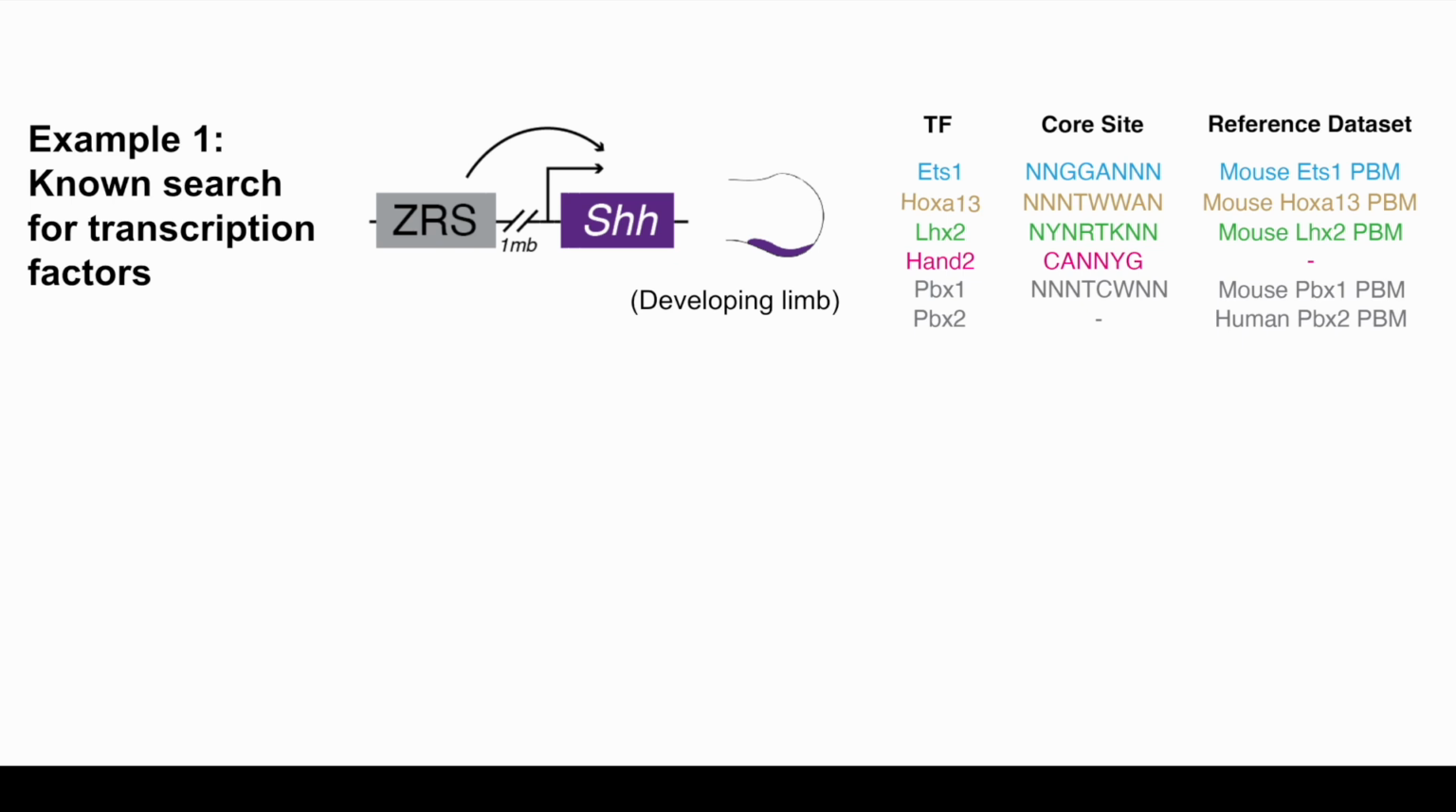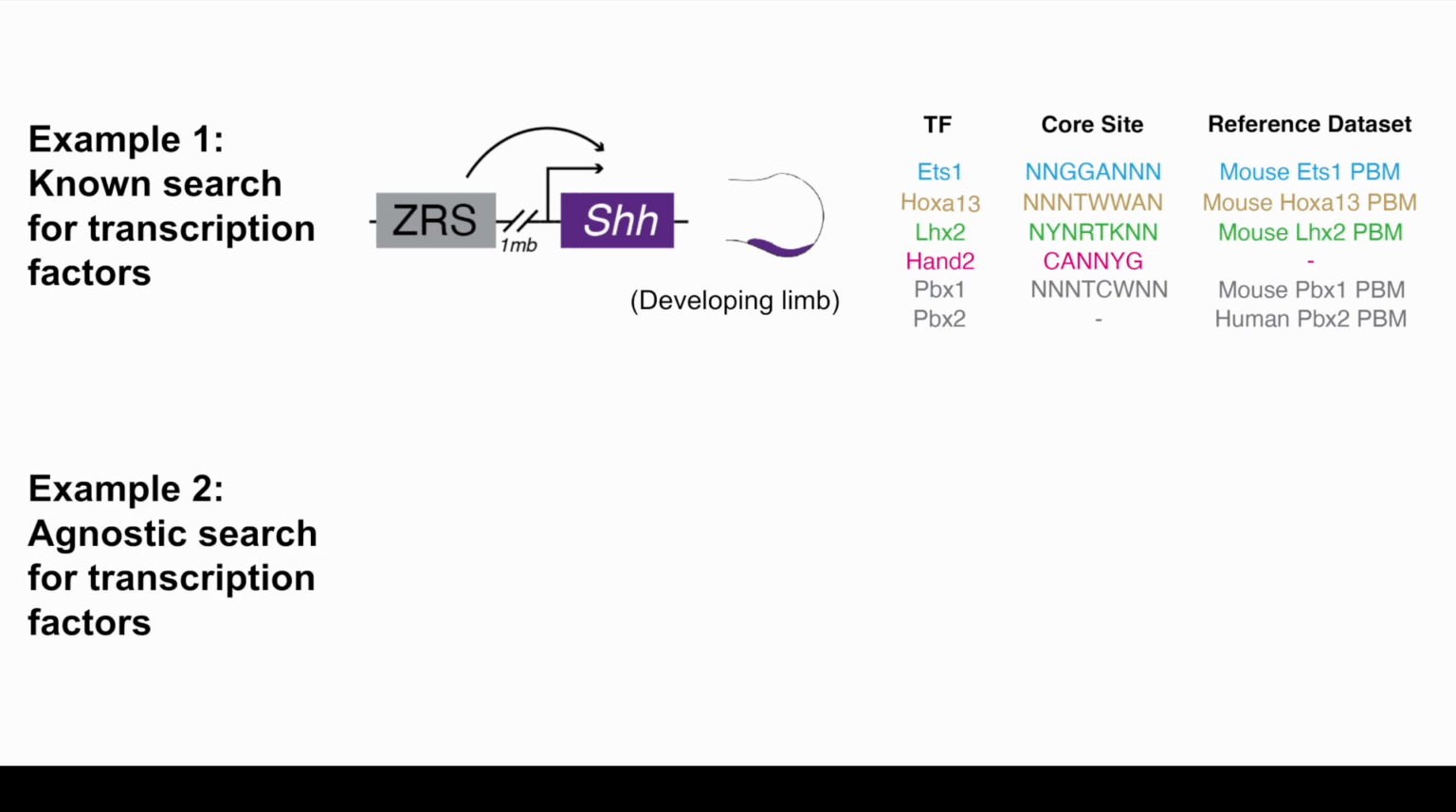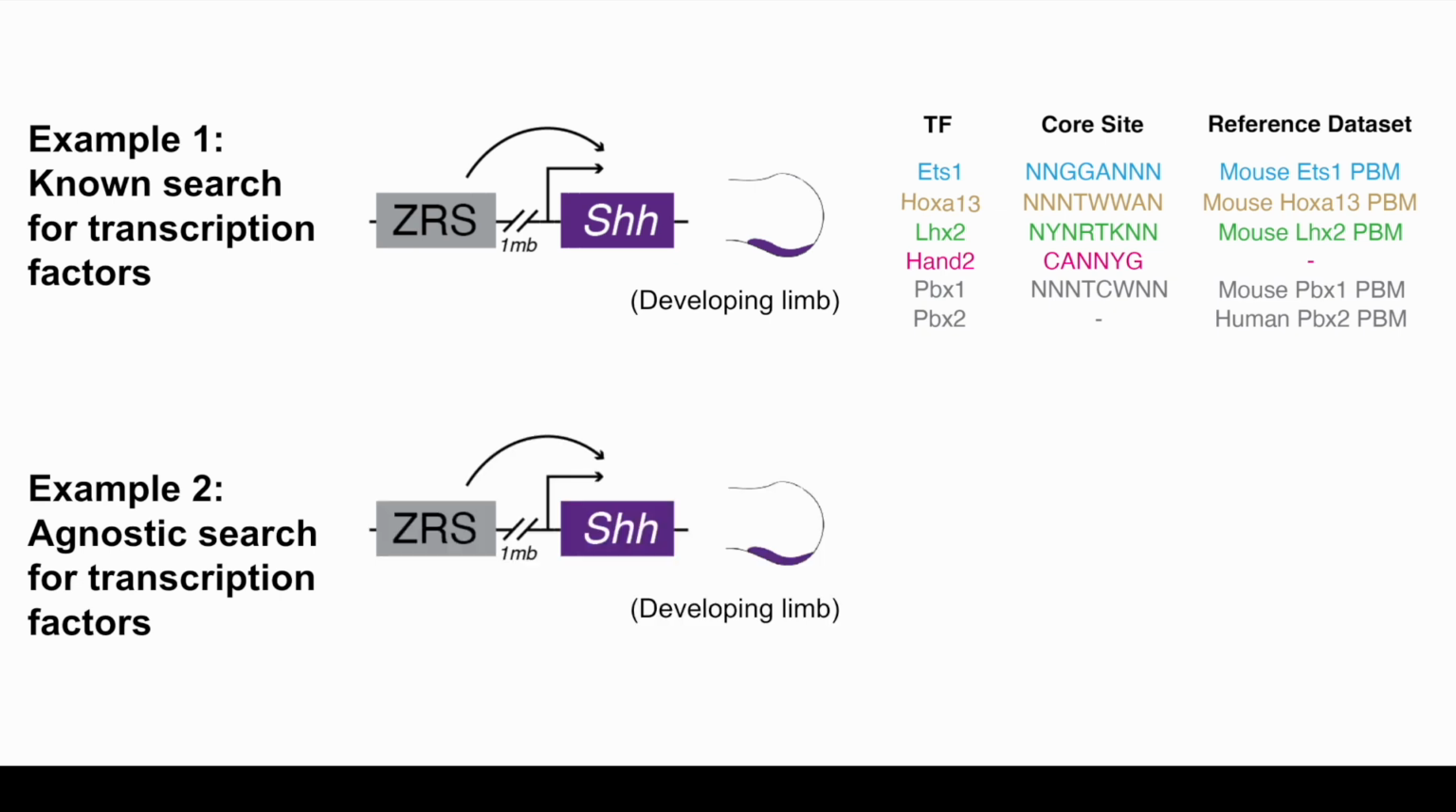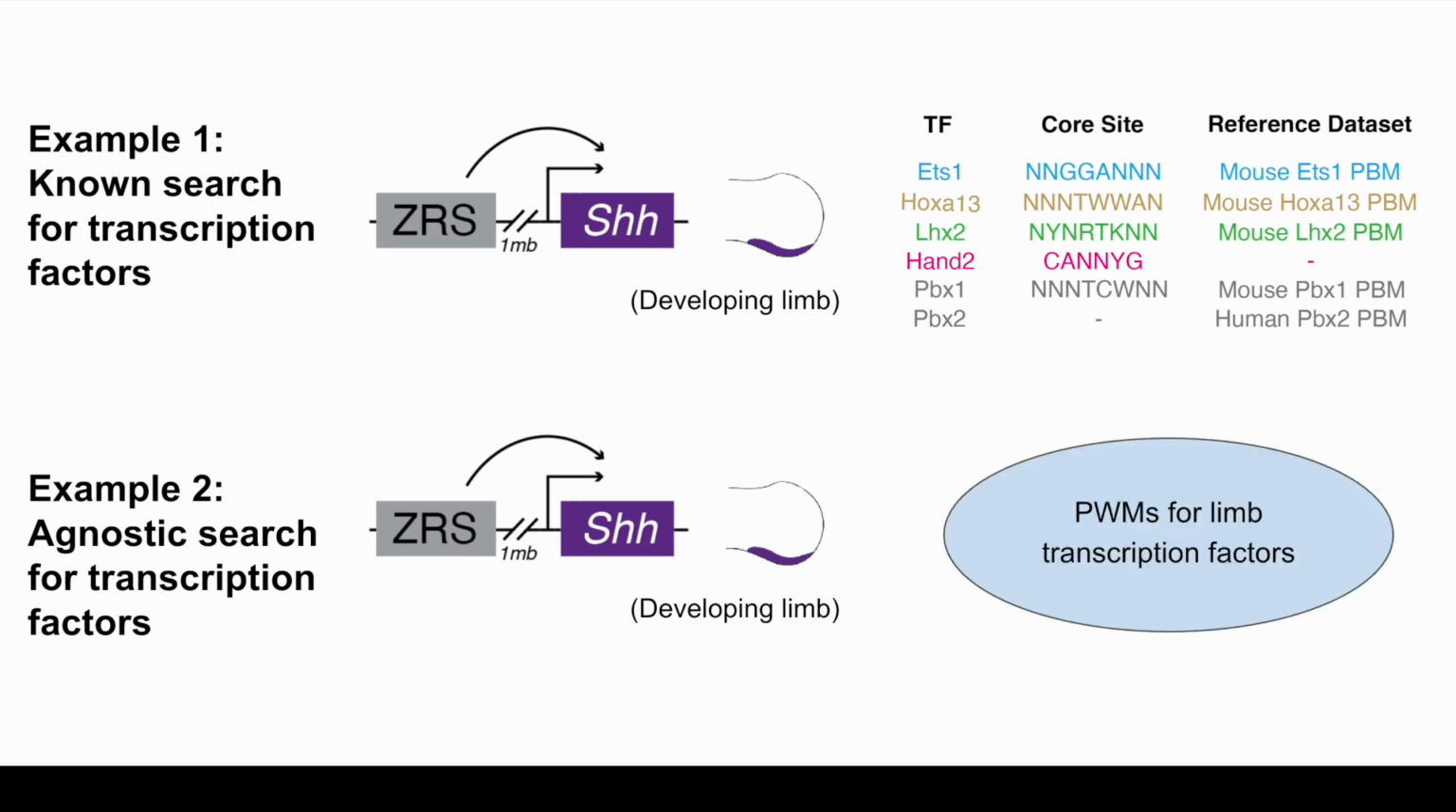From functional studies and crystal structure of these transcription factors, we have determined the minimal core site for binding and can use a PBM dataset when available to annotate affinities. The second example that we'll be showing is an agnostic search for transcription factors, which is more of a general search where we don't necessarily know which transcription factors to look for. We're again annotating the ZRS enhancer, but we'll be using a list of limb transcription factors. And we'll be using different types of reference datasets to show how this tool can be compatible with various data types.